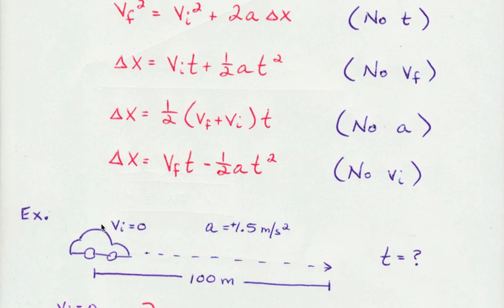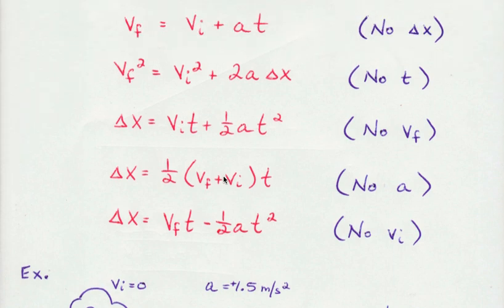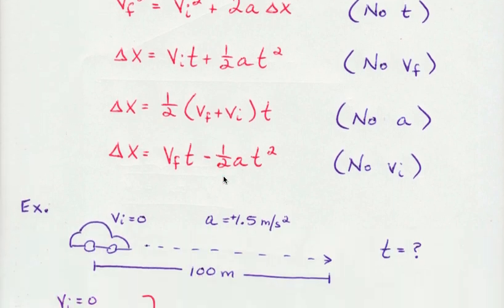So we'll look at this example. You have a car starting from rest. It's going to accelerate at positive 1.5 meters per second squared. And I want to know what time it will take to go 100 meters. So how long, starting from rest, accelerating at 1.5 meters per second squared, will it take this car to go 100 meters? We have never had a problem in this class yet where we've related acceleration and displacement, but we now have equations we can use to do so.